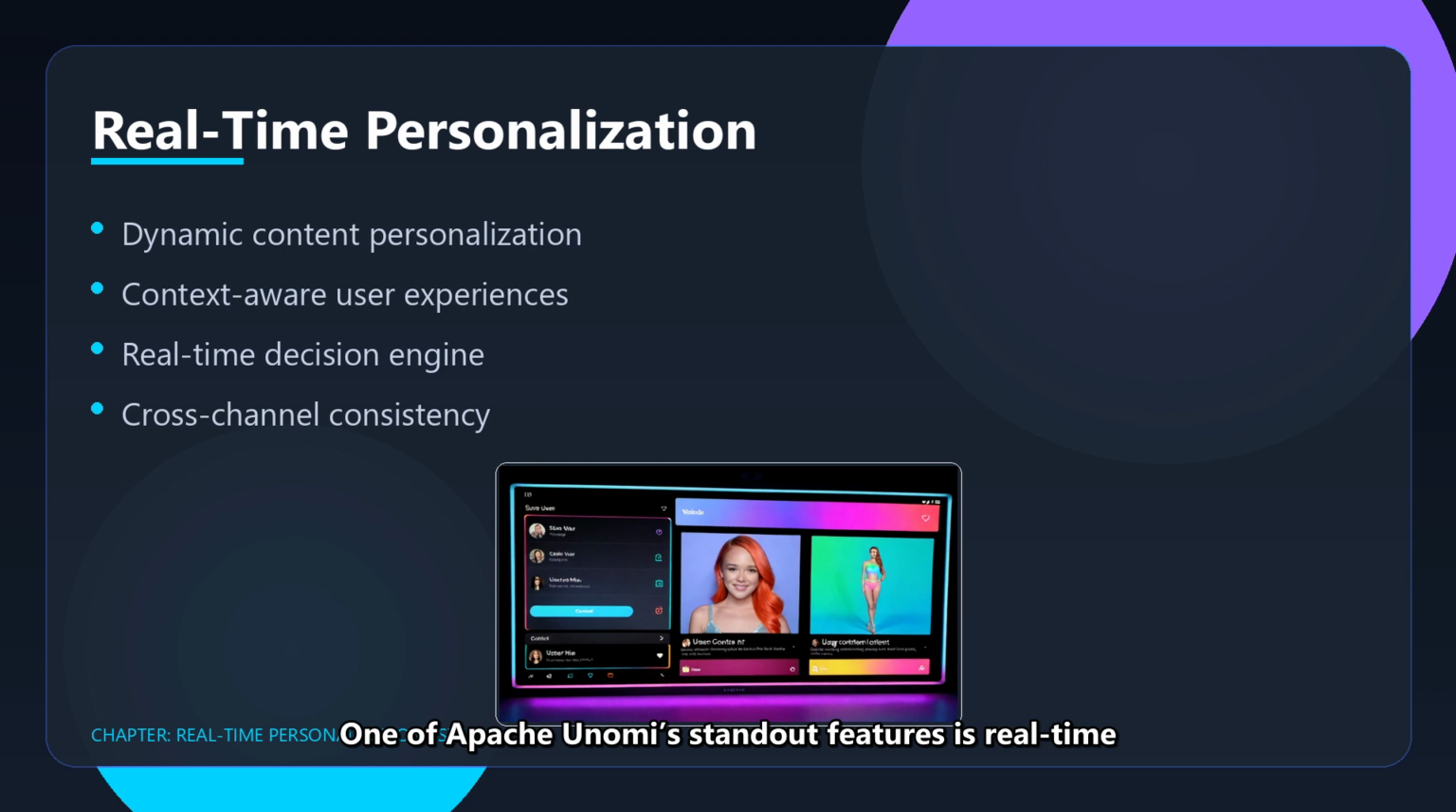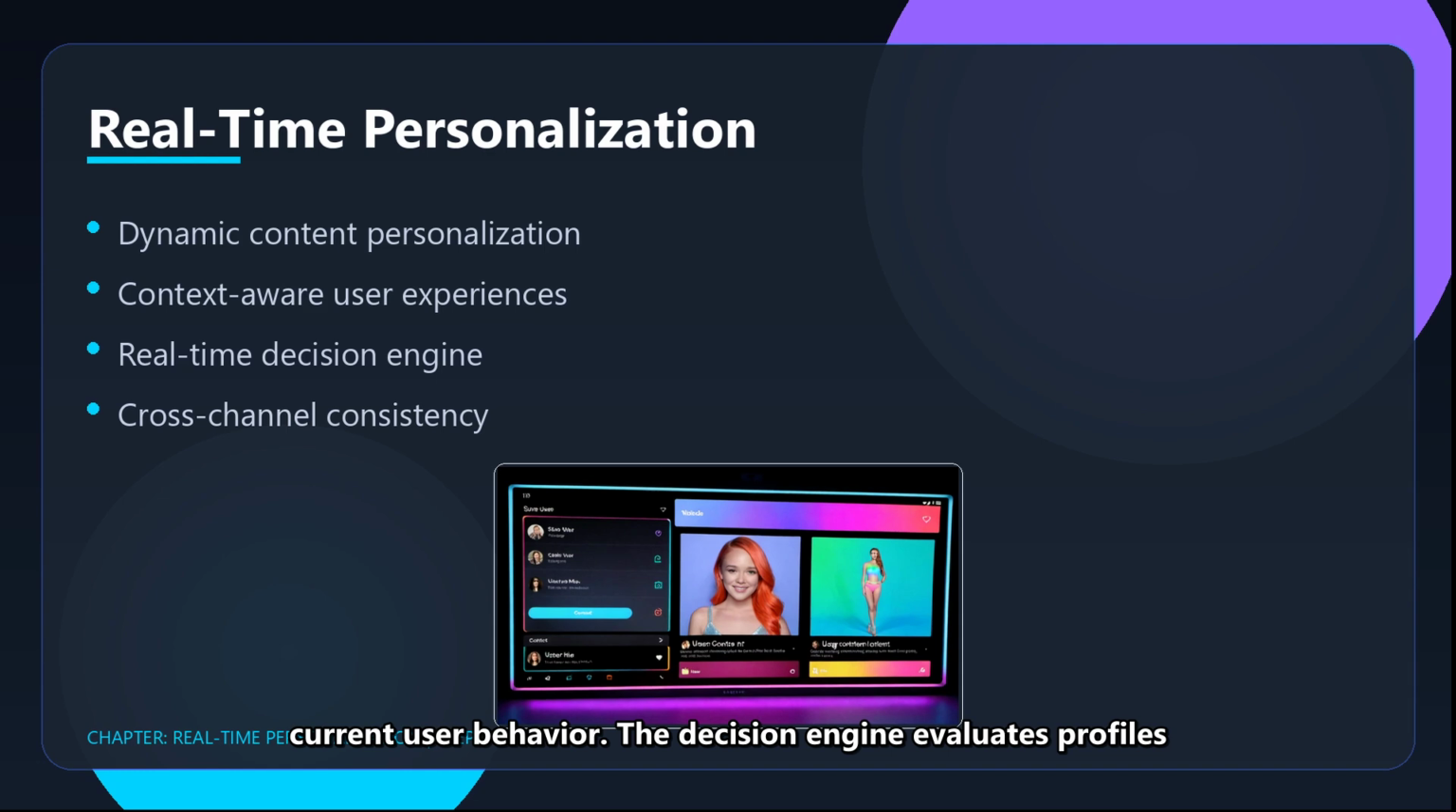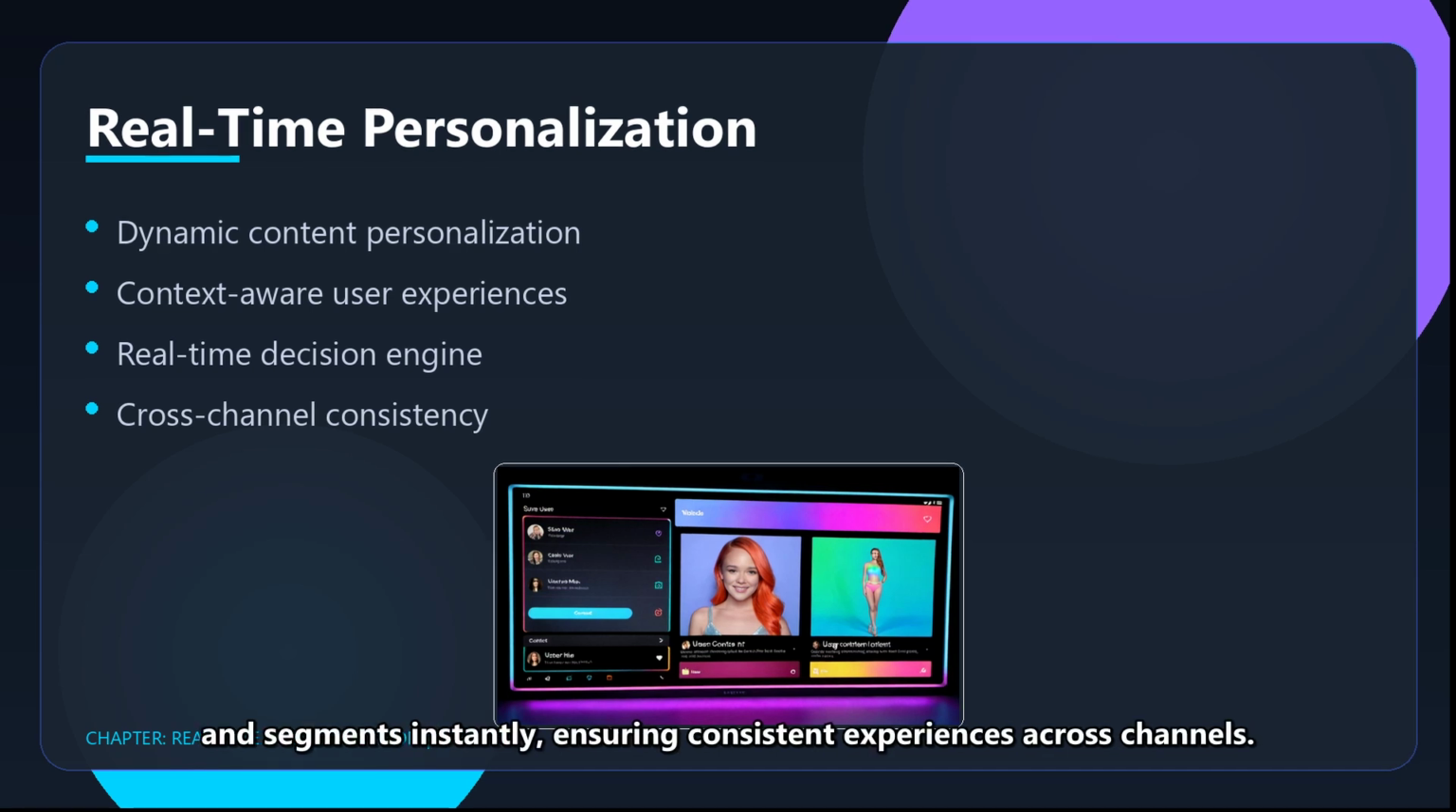One of Apache Unomi's standout features is real-time personalization. It enables dynamic content delivery based on current user behavior. The decision engine evaluates profiles and segments instantly, ensuring consistent experiences across channels.